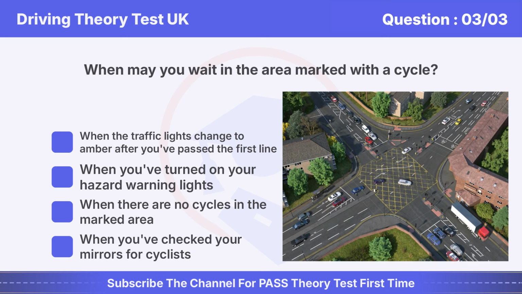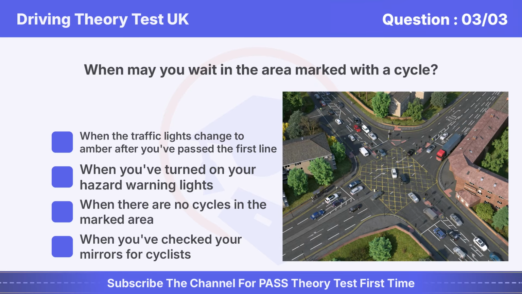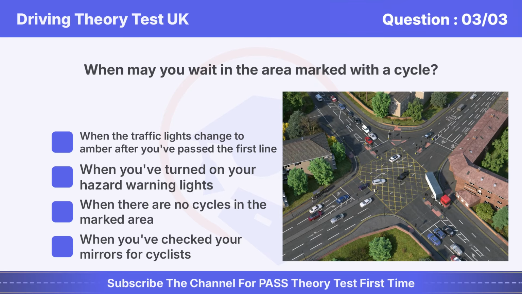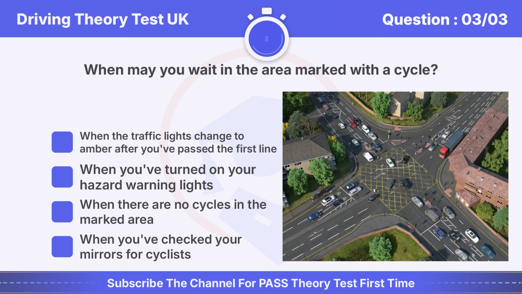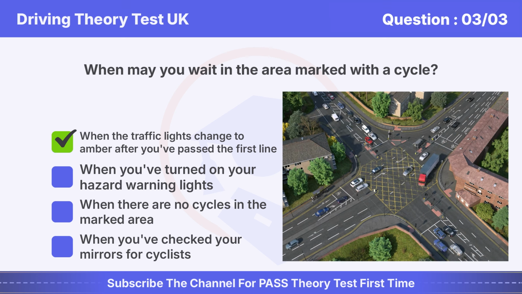Question 3. When may you wait in the area marked with a cycle? Option A. When the traffic lights change to amber after you've passed the first line. B. When you've turned on your hazard warning lights. C. When there are no cycles in the marked area. D. When you've checked your mirrors for cyclists. Answer is A. When the traffic lights change to amber after you've passed the first line.